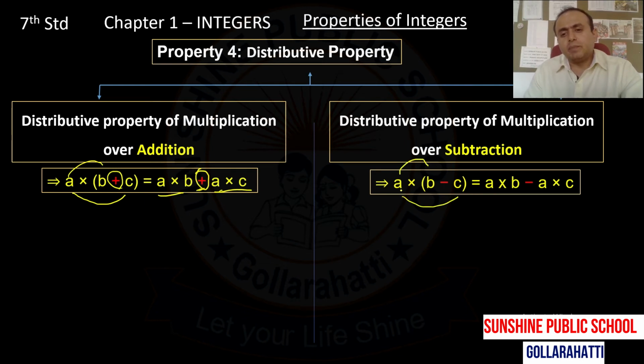And we are going to multiply. Distributive property of multiplication, that is A into B minus A into C. This is called distributive property of multiplication over subtraction. When it is a plus sign, it is called over addition. When it is a minus sign, it is called over subtraction.